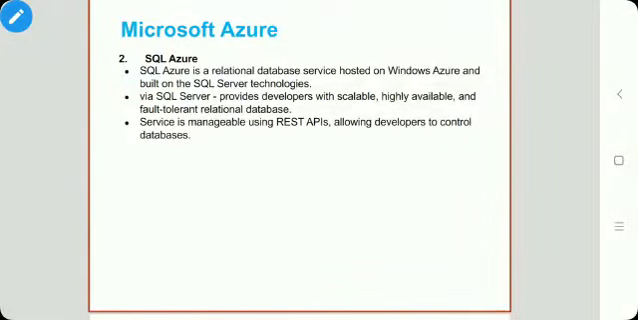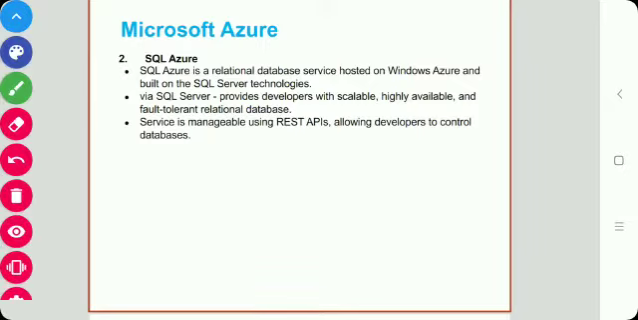Dear students, the topic of this section is SQL Azure. SQL Azure is a relational database service hosted on Windows Azure, built on SQL Server technology. The service extends the capabilities of SQL Server to the cloud. Here the capabilities of SQL Server are implemented in the cloud, and it provides developers with a scalable, highly available and fault tolerant relational database.